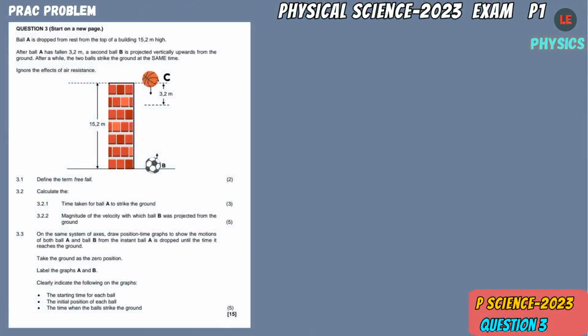Question 3. Physical Science Paper 1, Year 2023. This question is about free fall, where the ball is dropped from the top of a building which is 15.2 meters high.